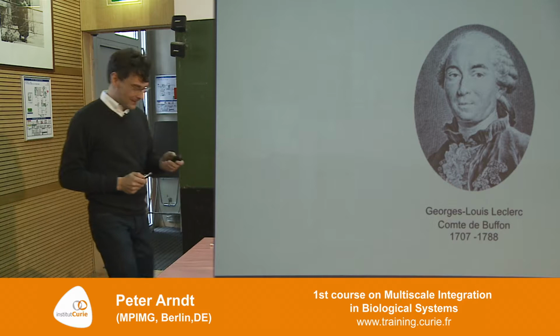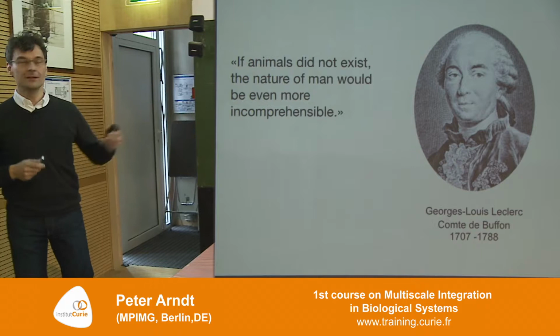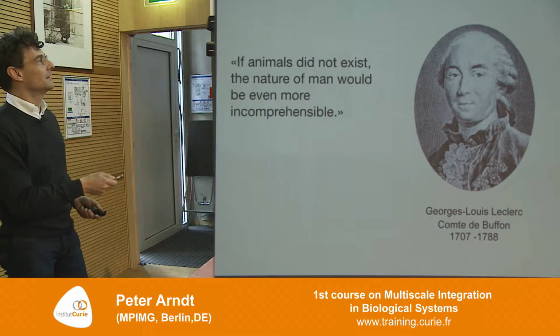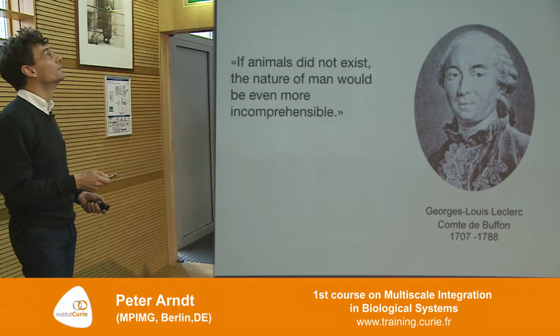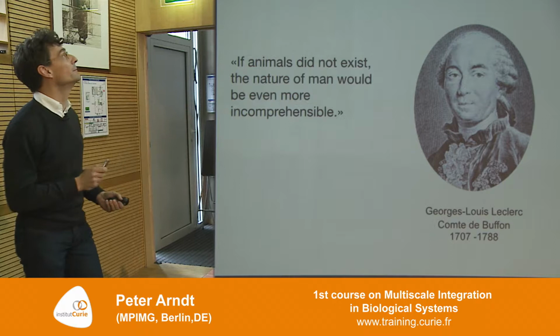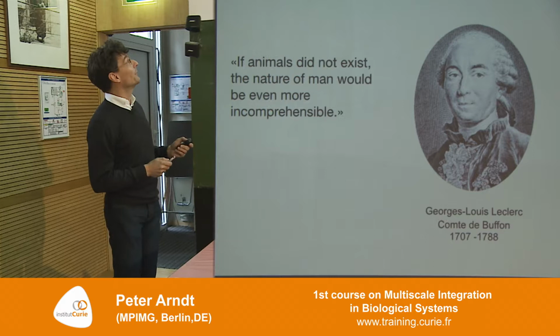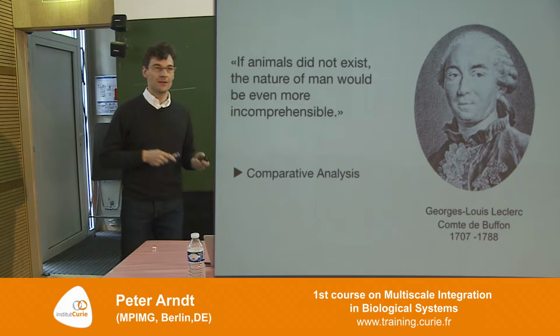But here we can use a trick, and this leads me to a quote by a famous French scientist, Georges-Louis Leclerc, Count of Buffon. He said that if animals did not exist, the nature of man would be even more incomprehensible. I think what he means is we should compare humans to others, and that means a comparative analysis in genomics.